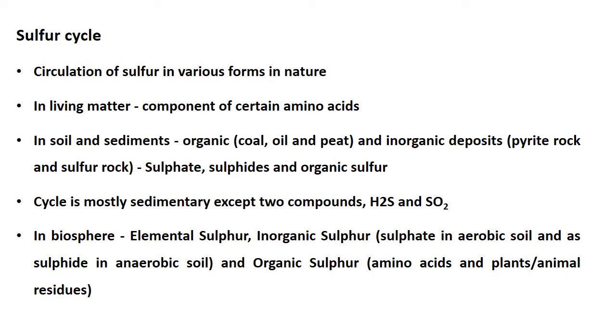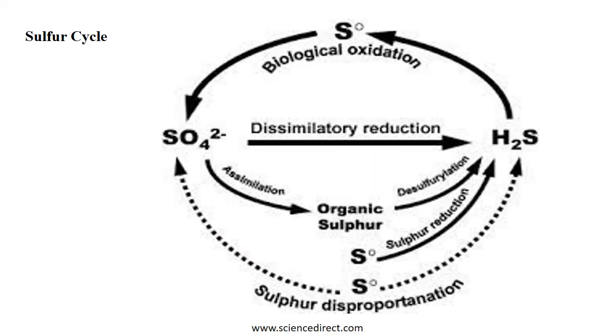In the biosphere, sulfur is present in three forms: either elemental sulfur or inorganic sulfur or organic sulfur. Examples for inorganic sulfur are sulfate in aerobic soil and sulfide in anaerobic soil. And examples for organic sulfur are amino acids in plants and animal residues. So this is sulfur cycle in brief.